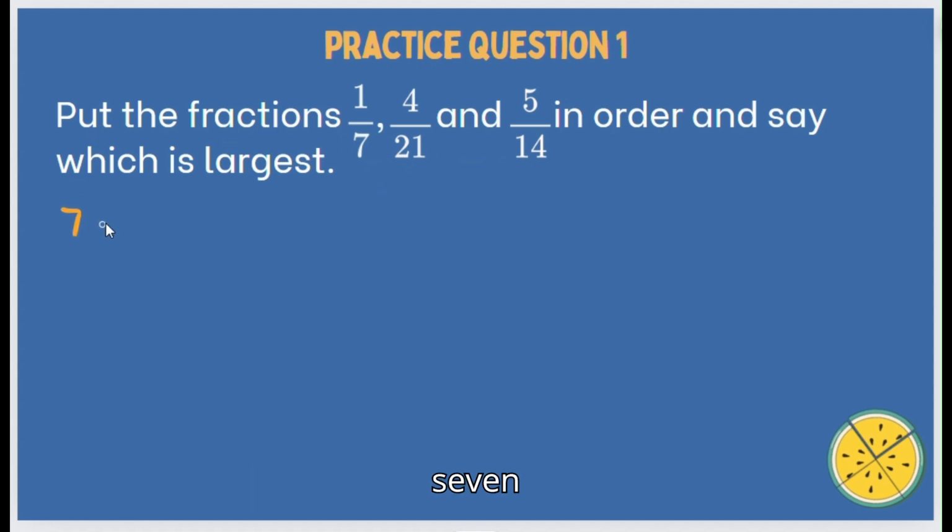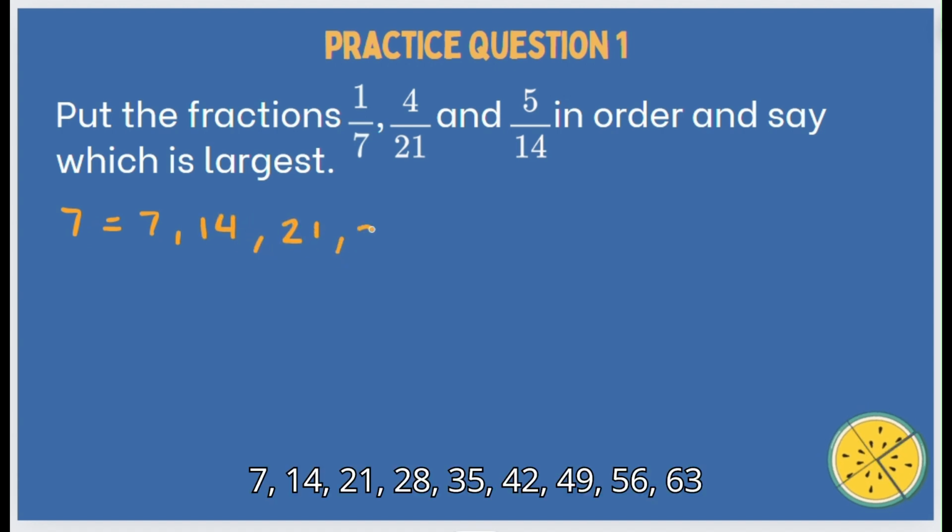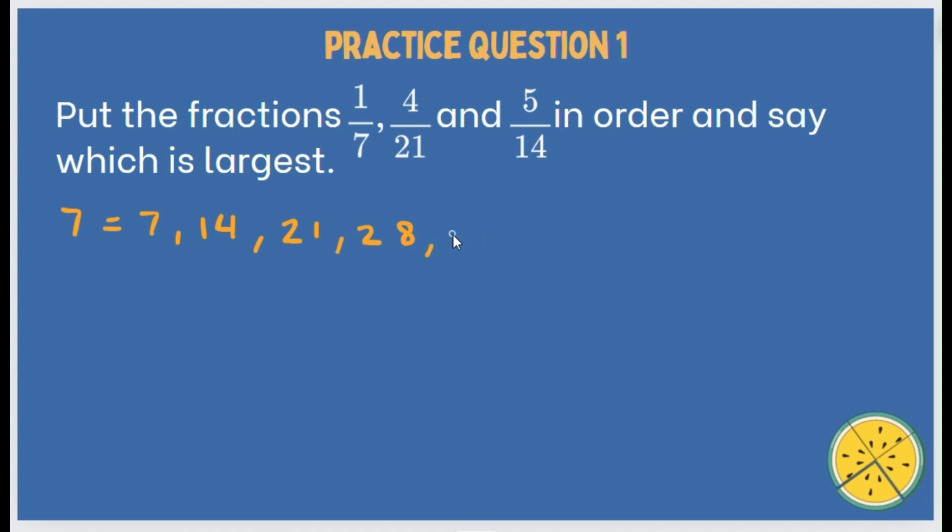So the multiples of 7 are 7, 14, 21, 28, 35, 42, 49, 56, 63, and 70.